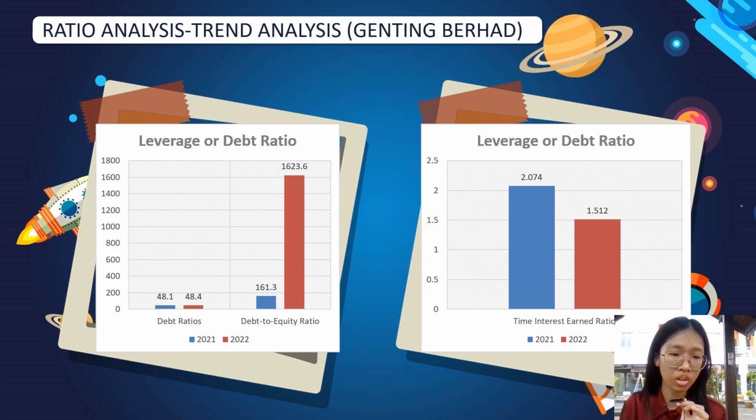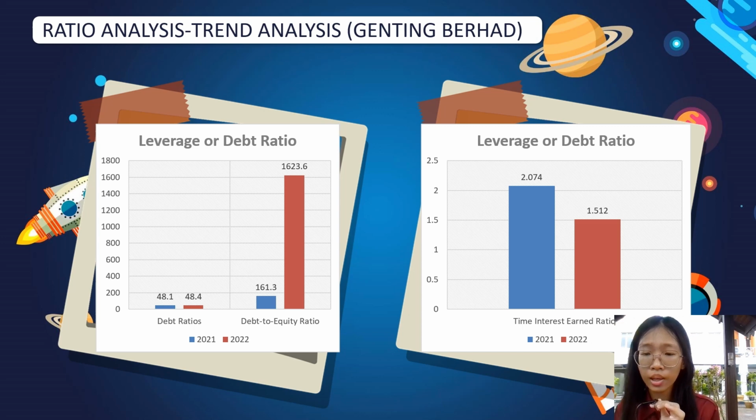The debt ratio of Genting Berhad showed that year 2022, with 48.4, was higher than year 2021, with 8.1. It's because in year 2022 there was more liability than asset. Next, the debt to equity ratio shows that year 2022, with 1623.6, was higher than year 2021, at 161.3, because in year 2022 the company was borrowing more money.